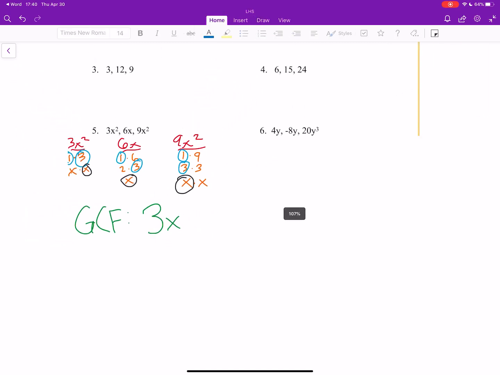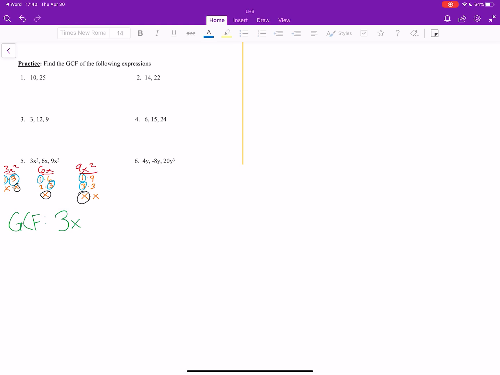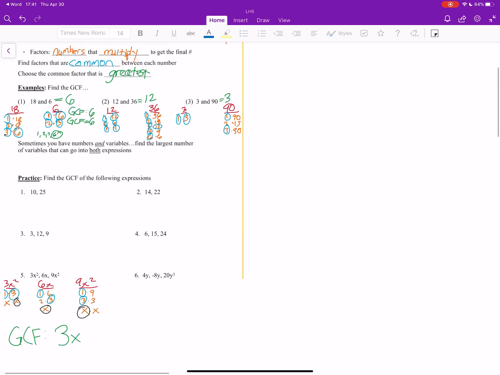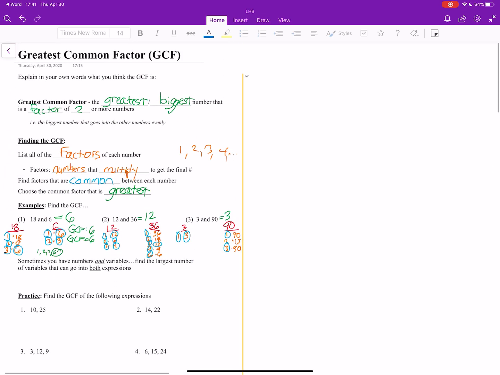And then don't forget that 3, to say 3x. It can get a little more complicated once we get several different variables, but that's kind of the basic understanding of how finding the greatest common factor works when we have an expression with variables.